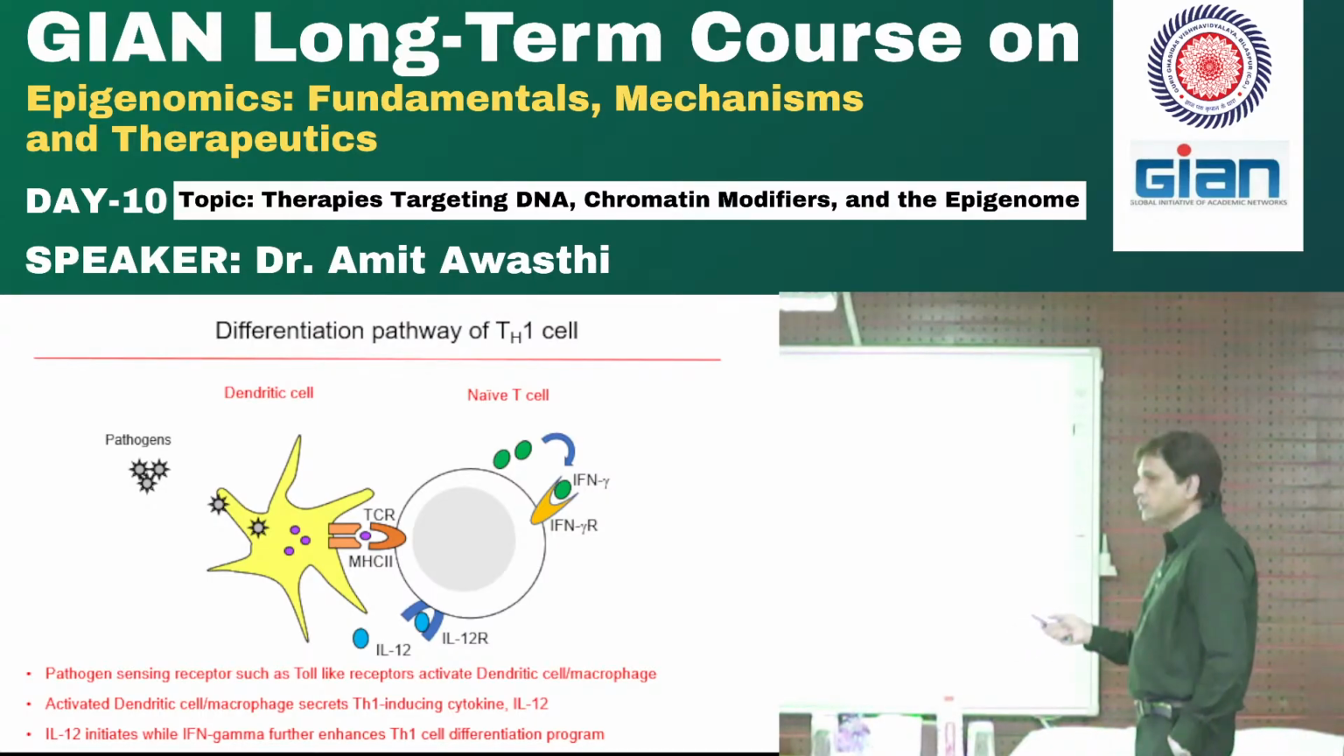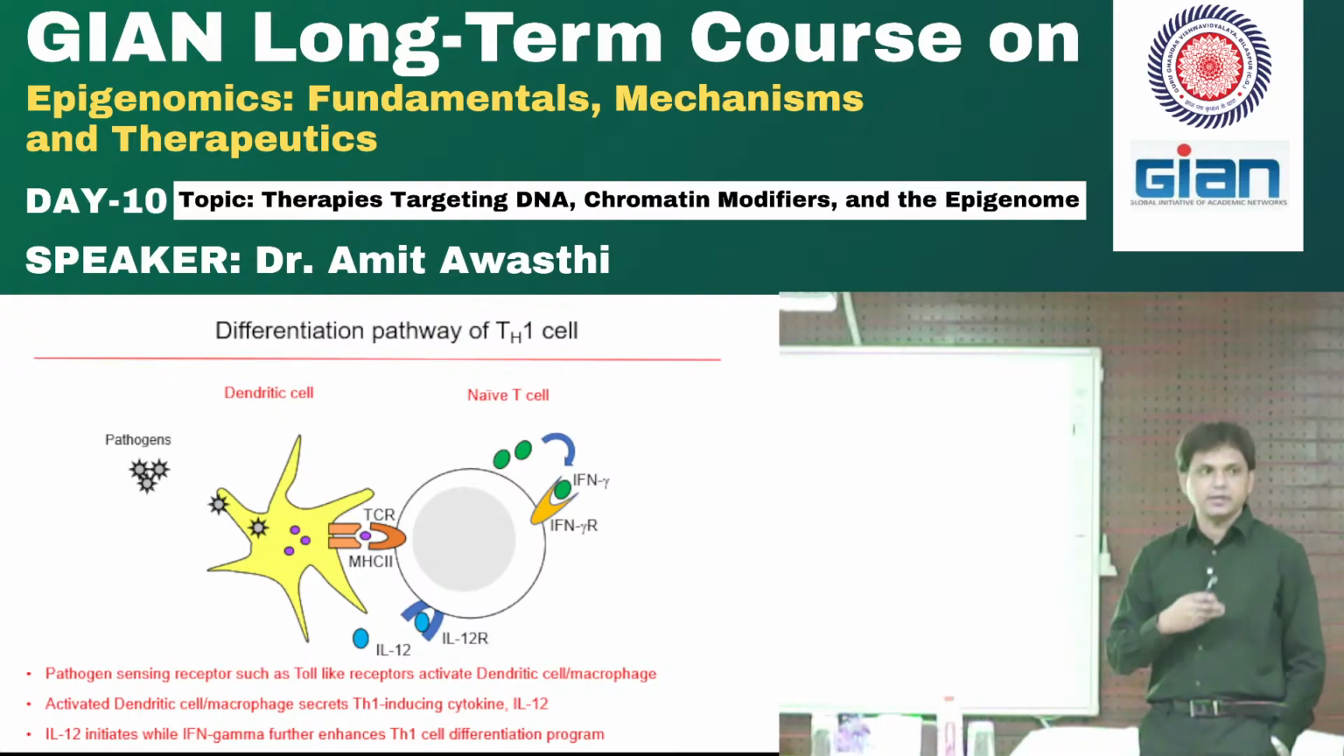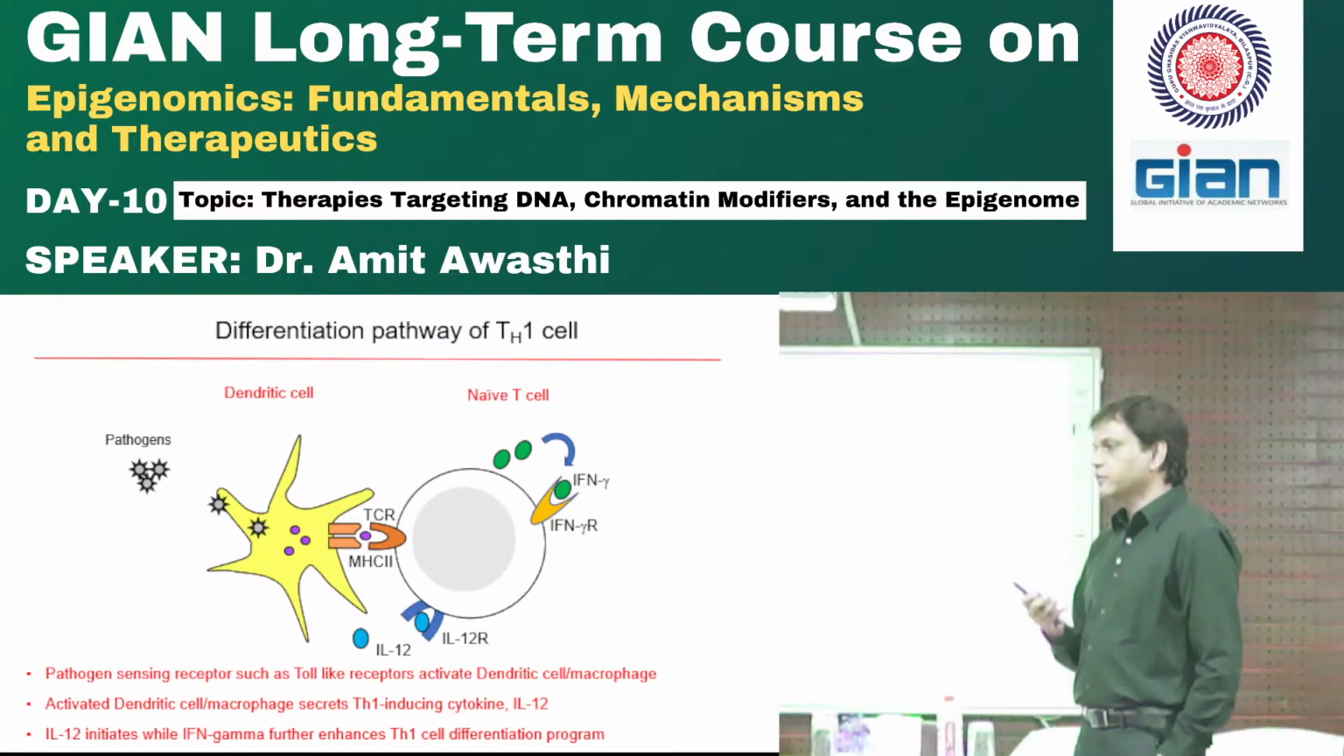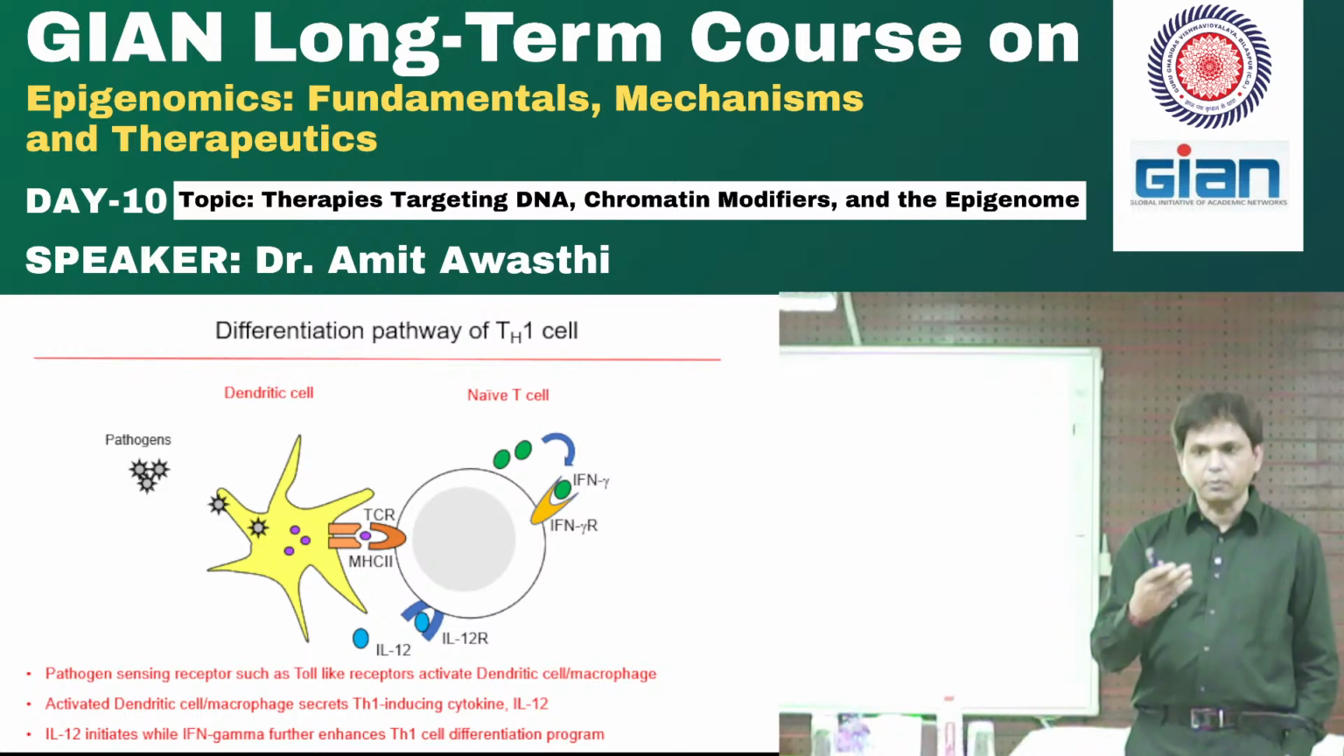You have two subunits. One is P35. The second subunit is called P40. P40 and P35 is nothing but the molecular weight of the protein.